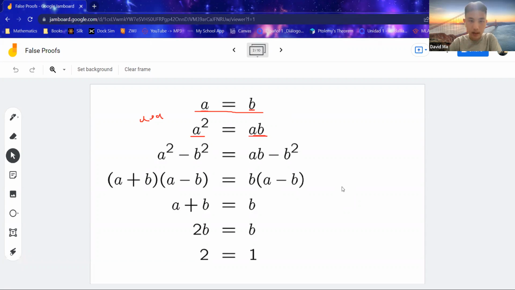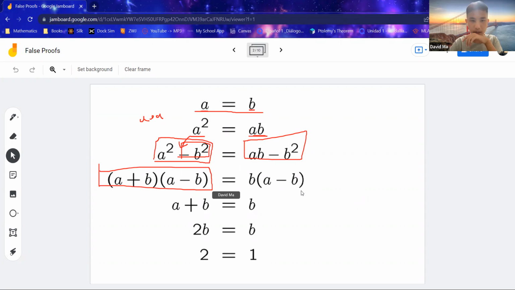We go on to the next line, and we subtract b squared from both sides. There's no problem with this, right? Because if you subtract the same thing from both sides, then it's good, right? And then you split a squared minus b squared using the factor theorem, and you get a plus b times a minus b.